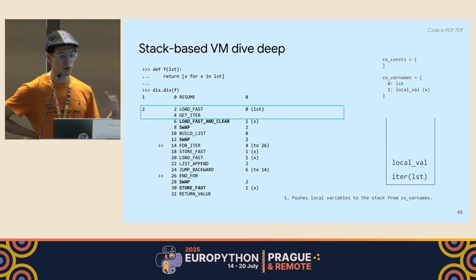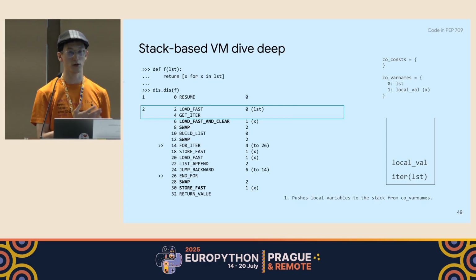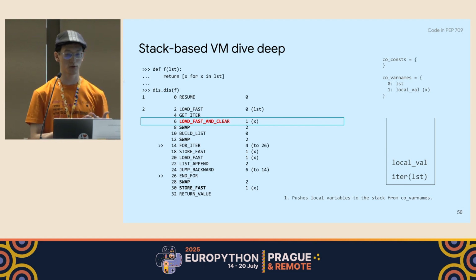Like before, we have resume set up the frame, and we have load fast to load the argument, and we have get iter to prepare the argument to start the iteration. This part is the same, but the next step is different. Next, we don't use the make function anymore, but we use a thing called load fast and clear. What this load fast and clear basically does is try to load the frame local variables into the covariance.